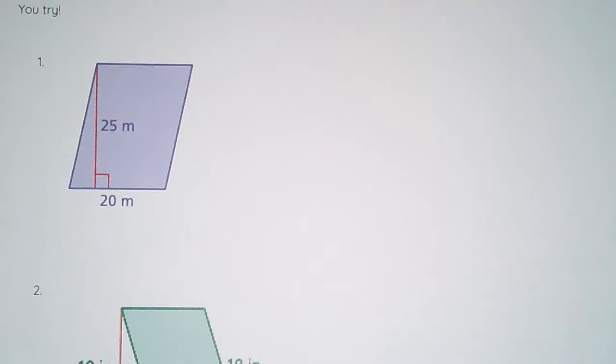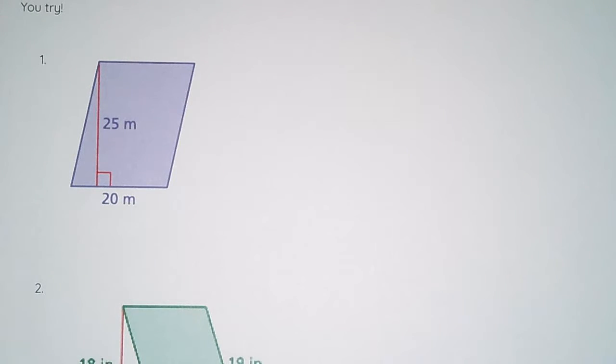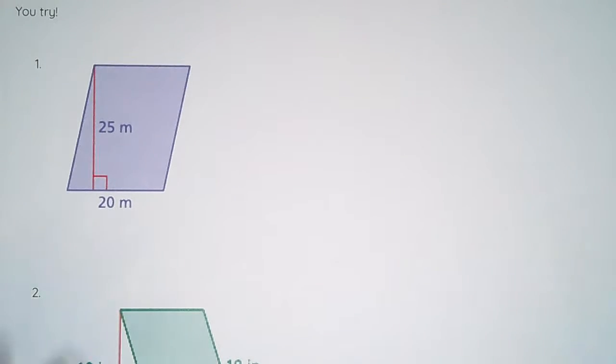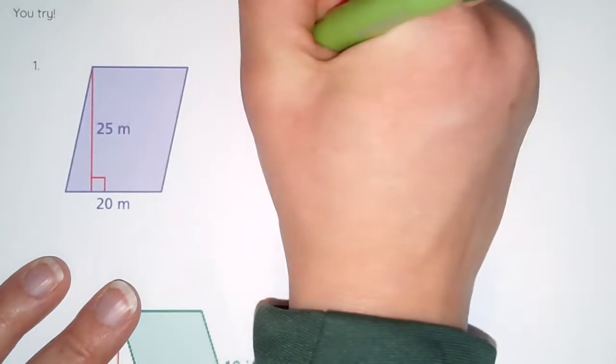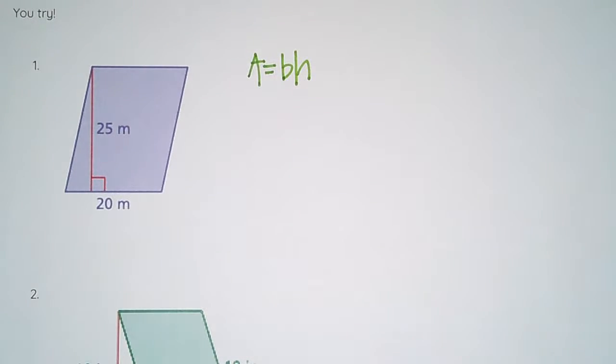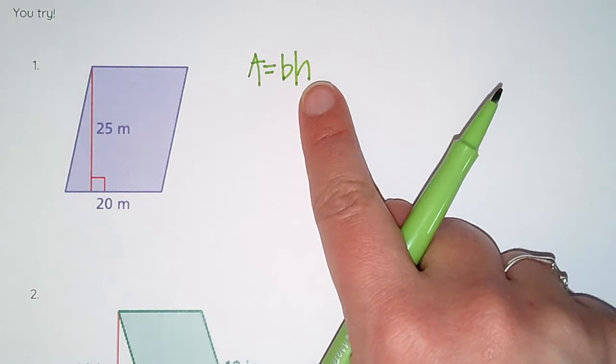All right, let's try another example here. So we've got this parallelogram here, and we see that it's a parallelogram. We know the formula is A equals base times height. So I'm going to go ahead and write that down immediately. That is part of showing my work. I must have this written down for every problem.